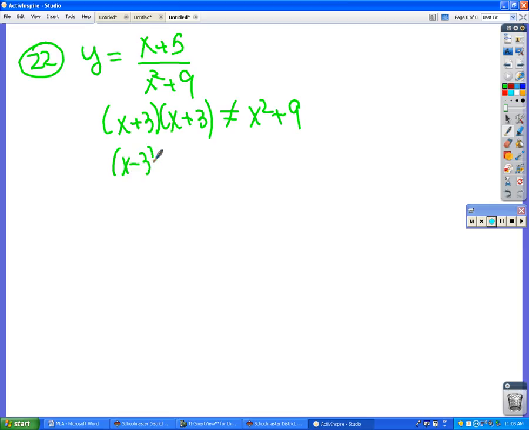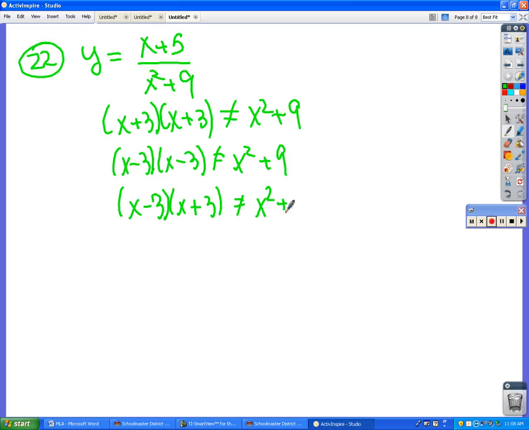And for the same reason, x minus 3 times x minus 3 also won't work because that'll give you -6x in the middle. Plus and minus will also not work because you will get the middle terms to cancel, but -3 times +3 is -9, not +9. So that's why it has to be the difference of 2 squares, not the sum of 2 squares, right?